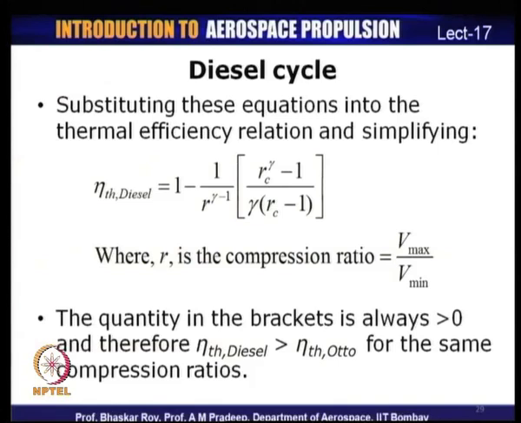Now, what we see is that one part of this efficiency definition is very identical to that of the Otto cycle, and the term in the bracket is what is different for the ideal diesel and the Otto cycle. And this quantity in the bracket is always greater than 0, as we can see Rc is a parameter greater than 1, which means that efficiency of the diesel cycle will always be greater than efficiency of an Otto cycle for the same compression ratio. That is, as long as you keep the compression ratios the same, the diesel cycle will have an efficiency which is always greater than that of an Otto cycle.